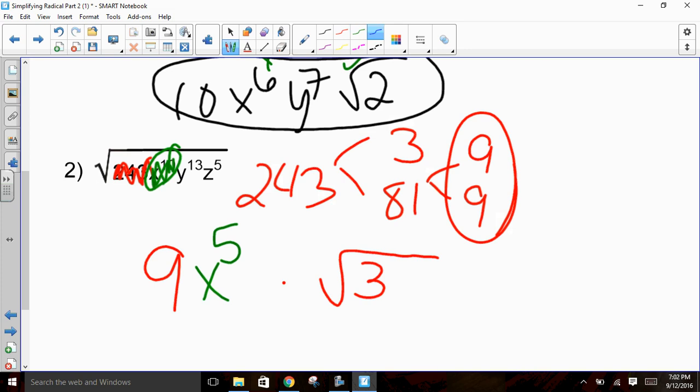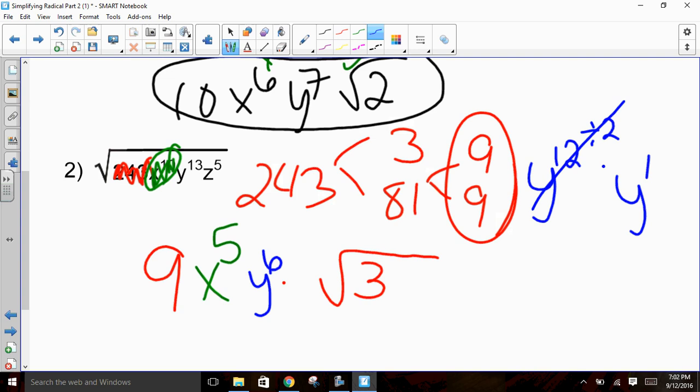Is y to the 13th divisible by 2? Is 13 divisible by 2? Nope. But I know that y to the 12th times y to the 1st is the same thing as y to the 13th. I know that 12 divided by 2 gives me 6. So 6 of them come out. I'm left with a y underneath.